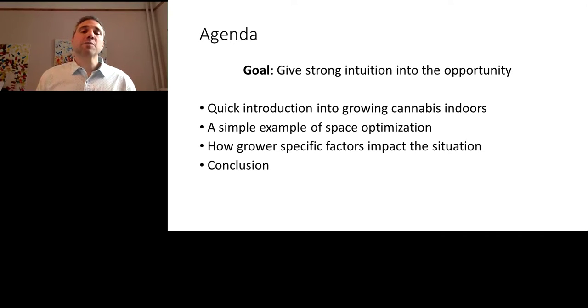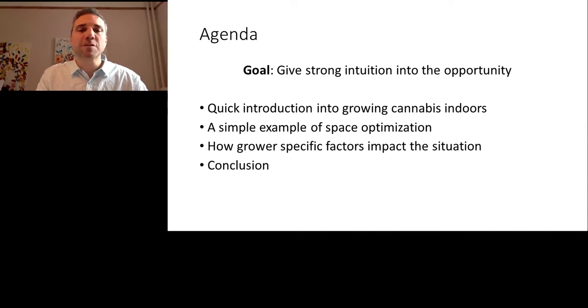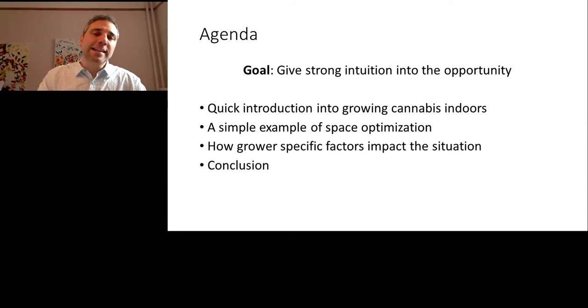Then I'll use a very simple example, about the simplest I could find or come up with, to show you how changes in allocation of space during the harvest cycle impact the grower's yields per unit of space. At the end of the presentation, I'll tell you how grower-specific factors impact that optimization problem, and then I'll conclude.